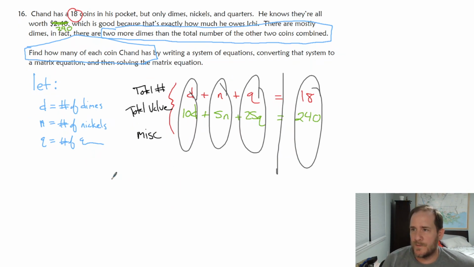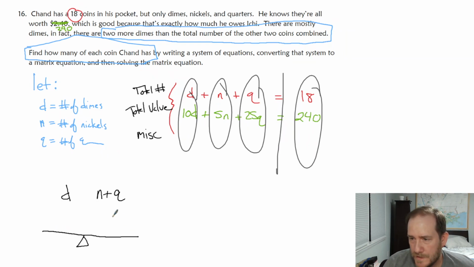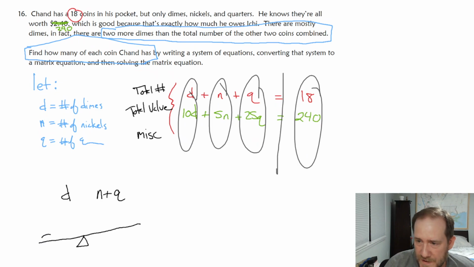Now in this problem, what is it? There's a mess of dimes and there's a mess of the other coins, nickels and quarters. They're combined and they are not equal. If these two things sat down together on a seesaw, who'd be the heavier thing? Well, it says there's two more dimes, so I guess my seesaw would be like this, where the dimes are heavier.